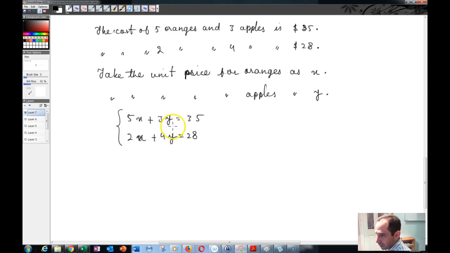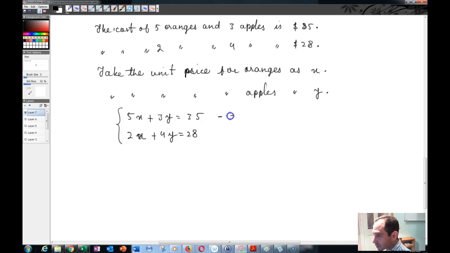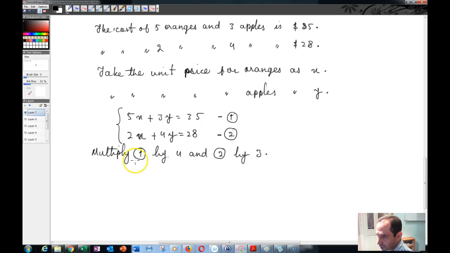Okay, and then of course you can use the method of elimination to solve this problem. For example, take this as equation number 1 and this as equation number 2. Let's say you want to eliminate the y's, so you multiply equation number 1 by the coefficient of y in equation number 2, which is 4, and also multiply equation number 2 by the coefficient of y in equation number 1, which is 3.